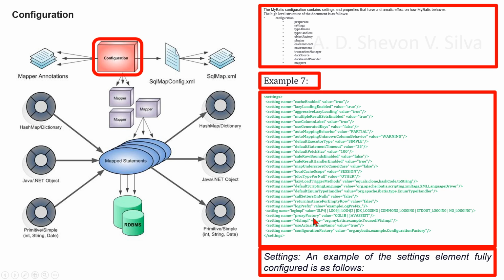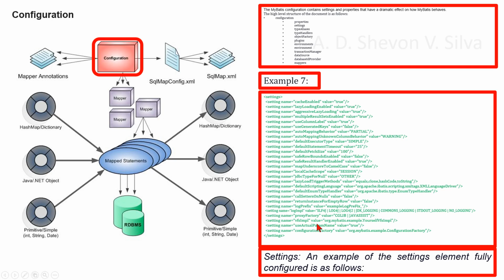Proxy factory specifies the proxy tool that MyBatis will use for creating lazy loading capable objects. Valid values are CGLIB (deprecated since 3.5.10) and JAVASSIST, and the default is JAVASSIST in MyBatis 3.3 or above. VFS impl specifies the VFS implementation.